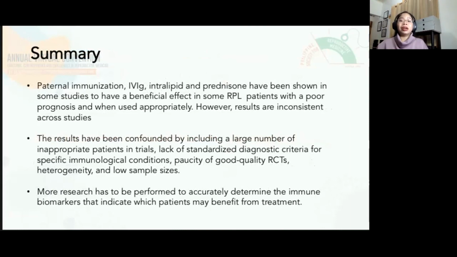However, results are inconsistent across studies. The results have been confounded by including a large number of inappropriate patients in trials, the lack of standardized diagnostic criteria for specific immunological conditions, paucity of good quality RCTs, heterogeneity, and low sample sizes. Now, more research has to be performed to accurately determine the immune biomarkers that indicate which patients may actually benefit from immunologic treatment.